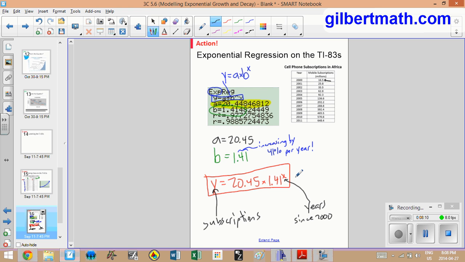So what we can do using this equation now is we can actually make estimates about the number of cell phones in the past, and we can also take this into the future. And to do this, all we have to do is to sub in different values for x. So on the next page, I'm going to have the equation, and we're just going to punch in a couple of different values and see what comes out.